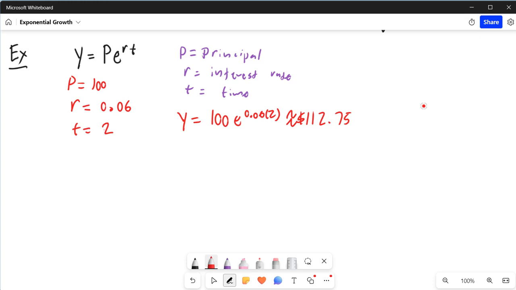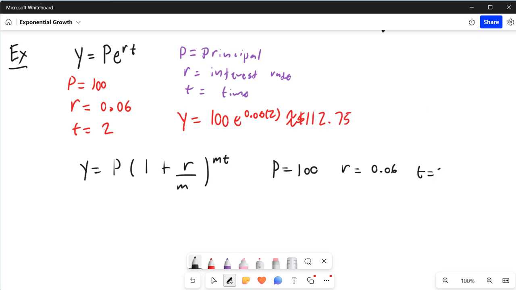Well, what if we compared that to an amount where the principal is multiplied by 1 plus an interest rate divided by a compounding period, raised to the number of total periods. Let's say the principal was 100, the R is equal to 0.06, and the T is 2 years. Let's say the compound period is 12 months, so monthly.